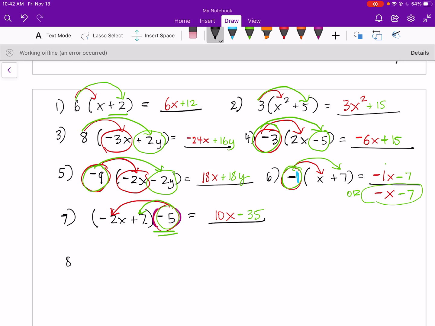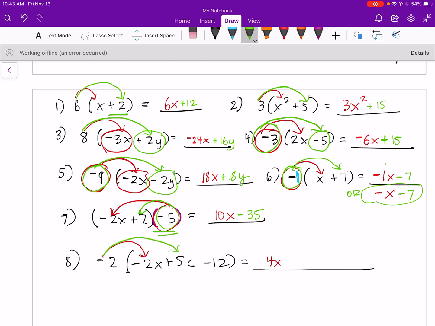All right, and then number 8, let's do one more. And this is negative 2 times negative 2x plus 5c minus 12. Oh boy. Now you have 3 terms. And so what do you do? You just do it 3 times. Okay, so negative 2 times negative 2x, which would be a 4x. You have a negative 2 times a 5c, which would be a negative 10c. And then you have, let's pick up a third color, negative 2 times a negative 12, which would be positive 24.